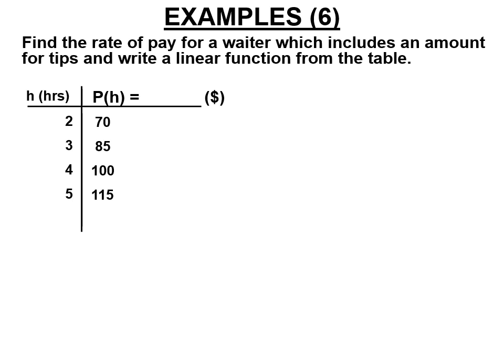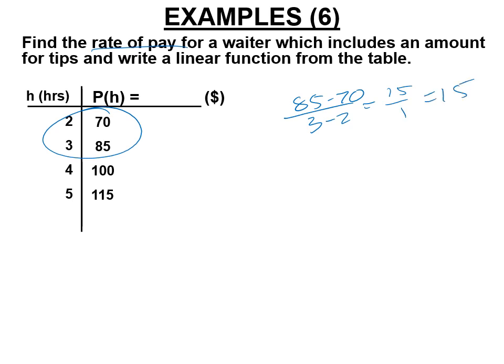Okay, find the rate of pay. So the rate of pay is the slope. So let's see, there's 85 minus 70 over 3 minus 2, 15 over 1. So the slope is 15, right? The rate of pay is $15 per hour. That means he's getting paid $15 every single hour.